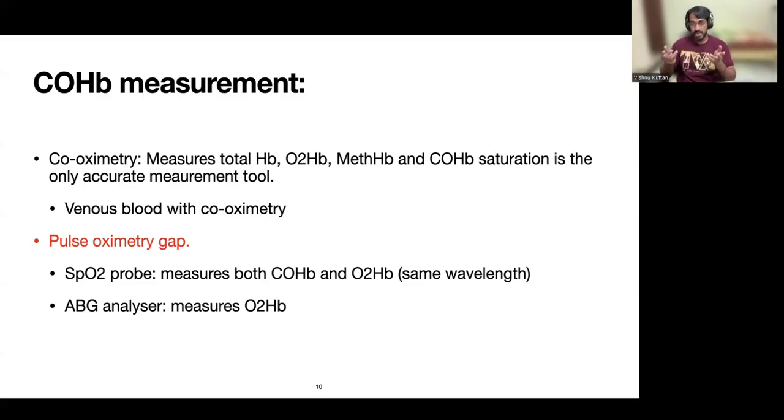The thing is, carboxyhemoglobin also gives the same reading. So it will be read as oxyhemoglobin, and it will give you the same value. So your patient might be dyspneic, but he is not going to have a reduced saturation on your SpO2 probe. Whereas if you run an arterial blood gas, there also you have an SpO2, right? That SpO2 is going to be less.